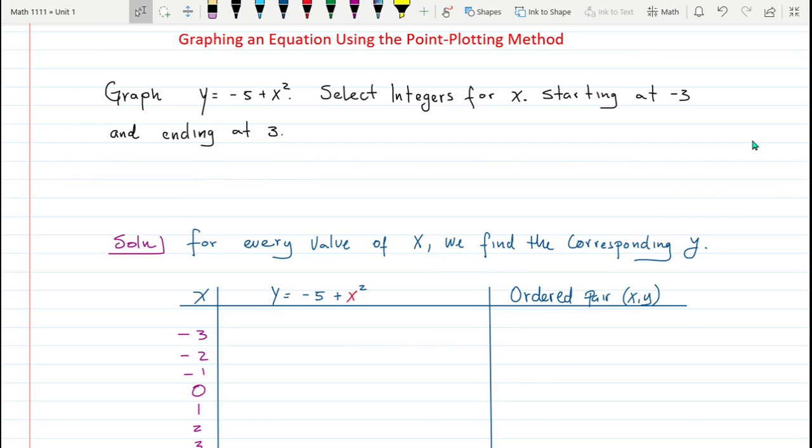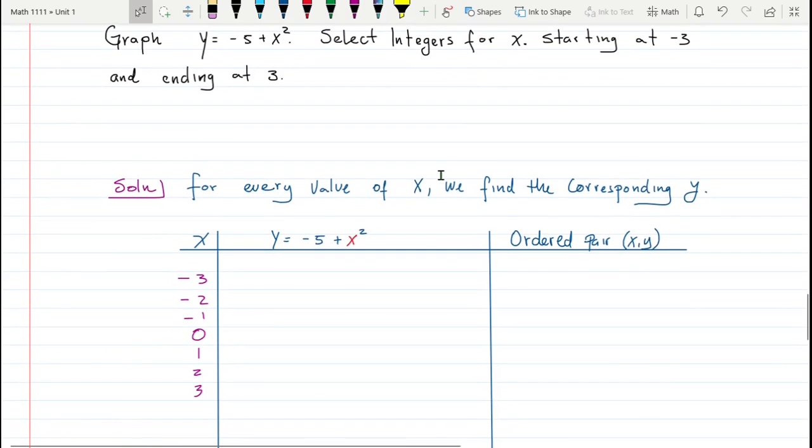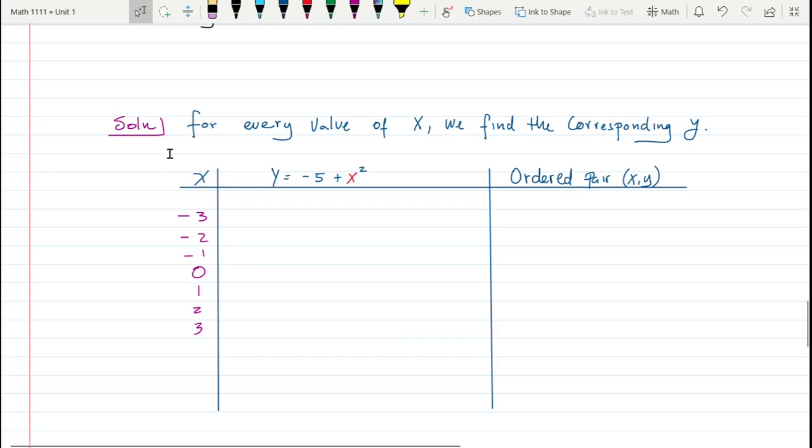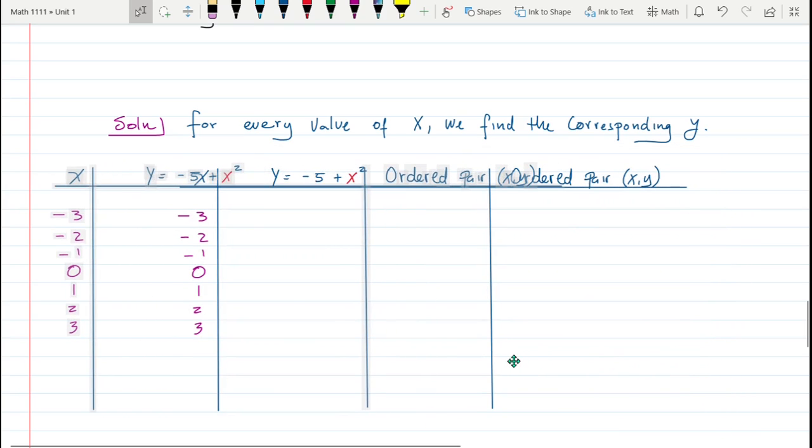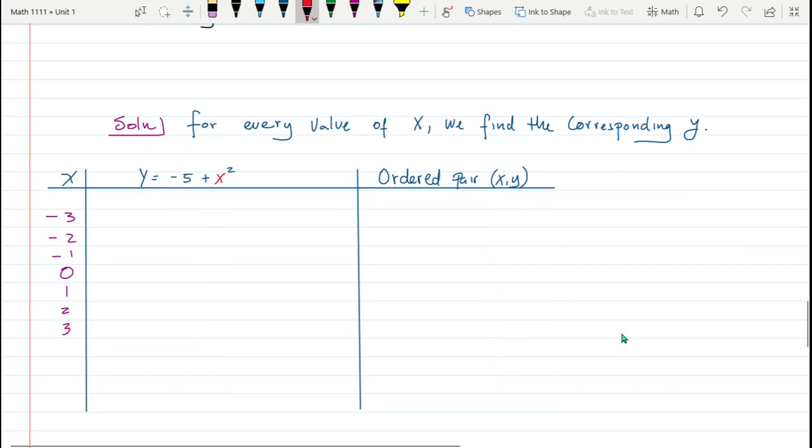Now, let's talk about graphing an equation using the point plotting method. So we want to graph this equation, y equals -5 plus x squared, and a technique is to pick some numbers, select some numbers from -3 to 3, and plug them into the equation to see what you get, and convert those pairs into points in the graph, and that would be your graph. So let's do that. Here is a table that we're going to use to be organized about this. So here are the numbers of x that we're going to plug into this equation, and the result, we're going to write it here as an ordered pair.